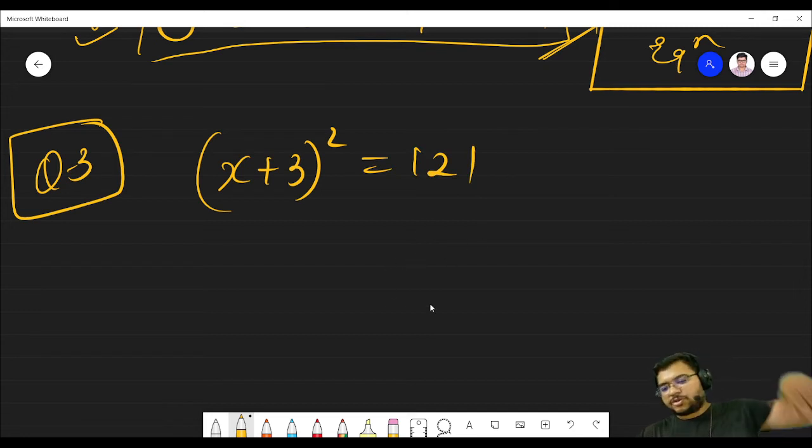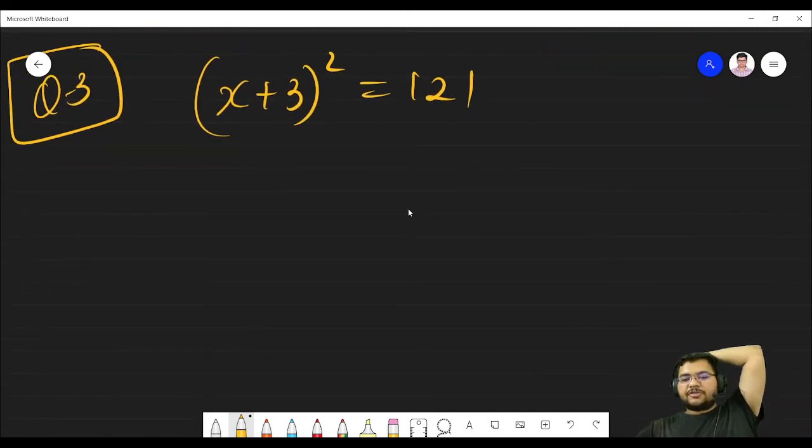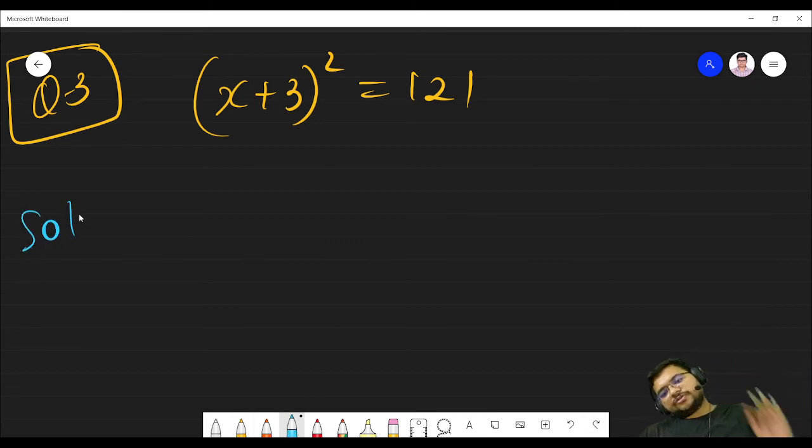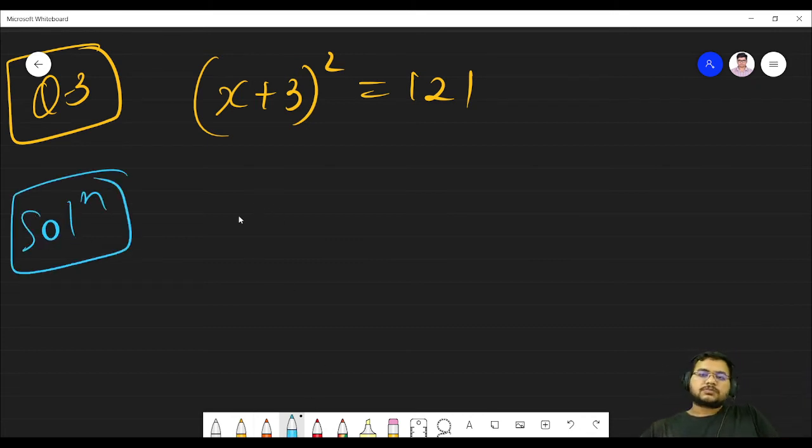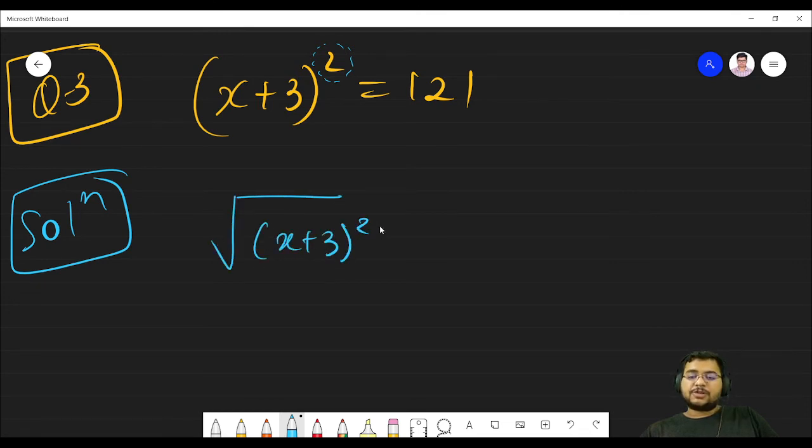This is the question, and you have to solve it and find the value of x. So how will you be able to solve this? The solution: if you want to remove a square, you have to take the square root on both sides. Just as to remove a square root you have to square, to remove a square you have to take the square root.